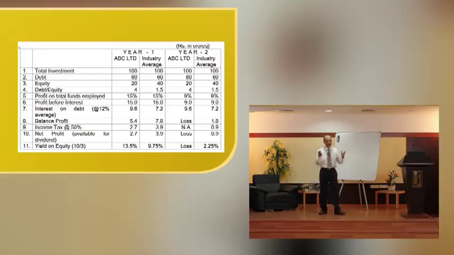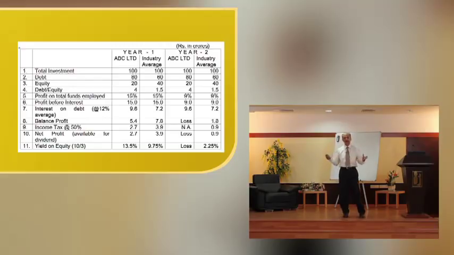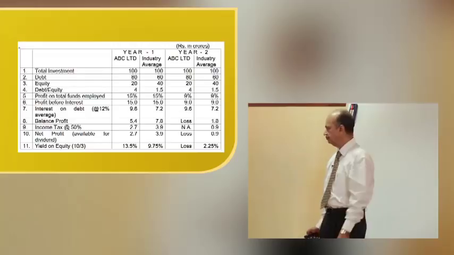Then what is the interest, the rate of interest on these outside funds or the debt? That is 12% being considered. The company has paid 12% on the debt. It comes to 9.6 crores by way of interest the company has paid in the first year, and the industry average is 7.2. Industry average is lower than the company's interest burden. The second year the interest burden is the same, 9.6, and the industry average is 7.2.